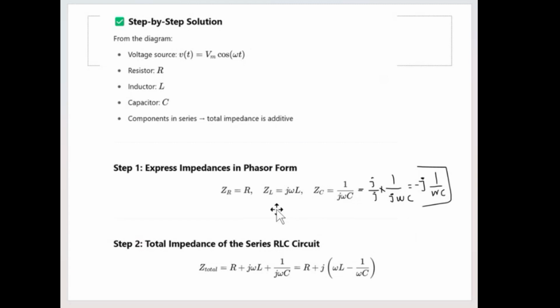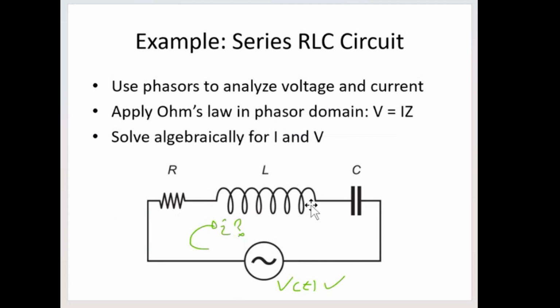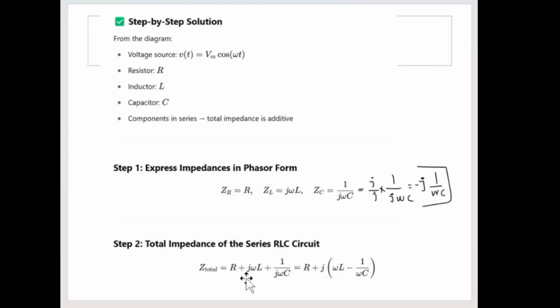Once we have everything in impedances, we can look at this system as if everything is just simple resistors, and we can add them together to find the total impedance. In this case, all these three elements are in series as they receive the same current. So adding them together, we have this equation, which simplifies to R plus j times omega L coming from here, minus 1 over omega C coming from here. And this is our impedance.